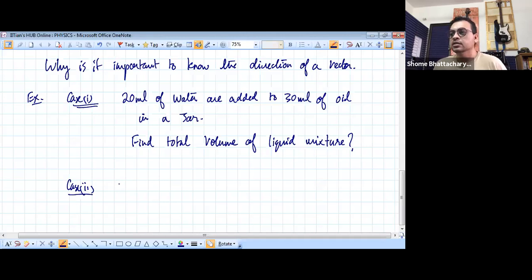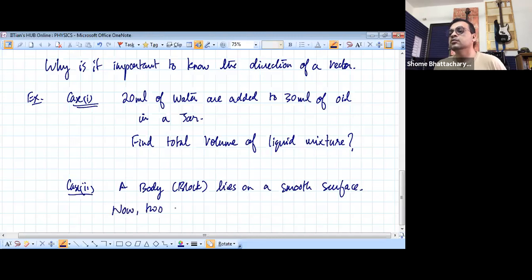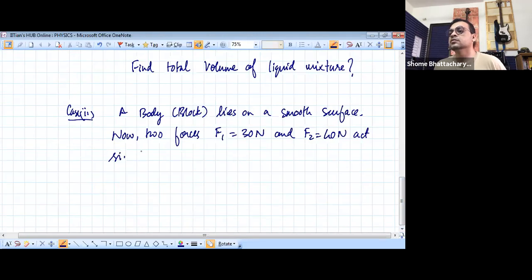Okay. Now in case two, we are saying that a body, like a block or something, lies on a smooth surface. Now, two forces, F1 equal to 30 newtons and F2 equal to 40 newtons act simultaneously on it. Tangential to the surface. Or let me just say this very simply. Horizontally on it. Okay. What is the net force?